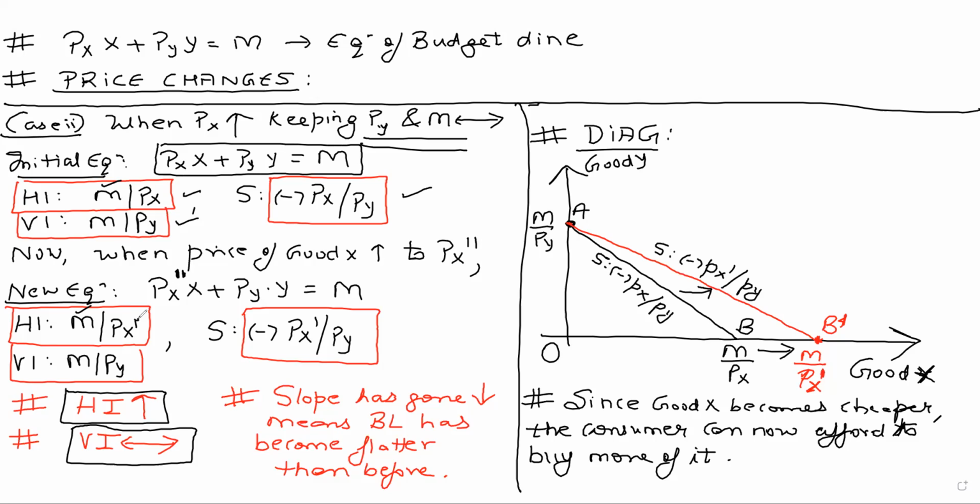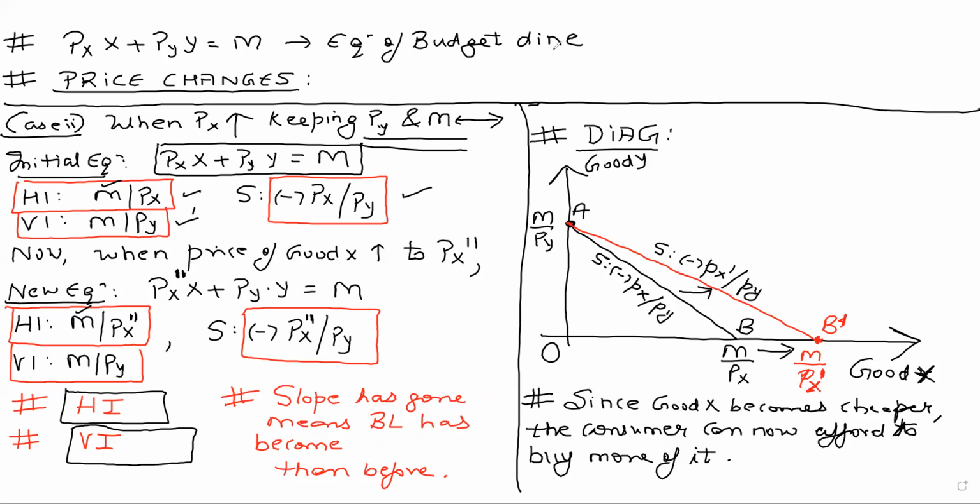Okay. My horizontal intercept will be M upon Px double dash. Vertical intercept will be M upon Py. Slope will be minus Px double dash upon Py. Now guys, we can quickly do a comparison of the initial case with the new case.